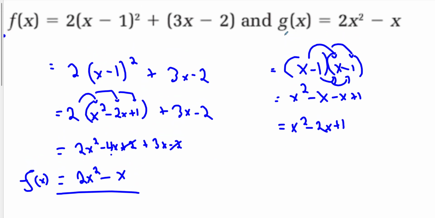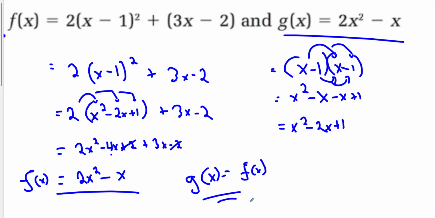And if you take a look at that, g of x is also exactly this. So g of x is equal to f of x. And that is the answer. They are equivalent because they algebraically look exactly the same.